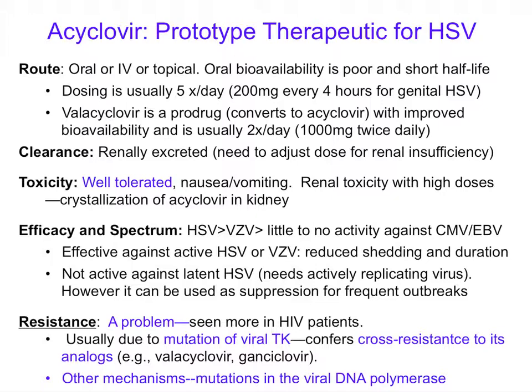That mechanism of resistance really carries cross-resistance for herpes viruses against all of the other analogs of acyclovir, including valacyclovir and even ganciclovir. The other mechanism of resistance, which is less common, is that you actually have mutations in the viral DNA polymerase itself, which allow it to escape its affinity for acyclovir.